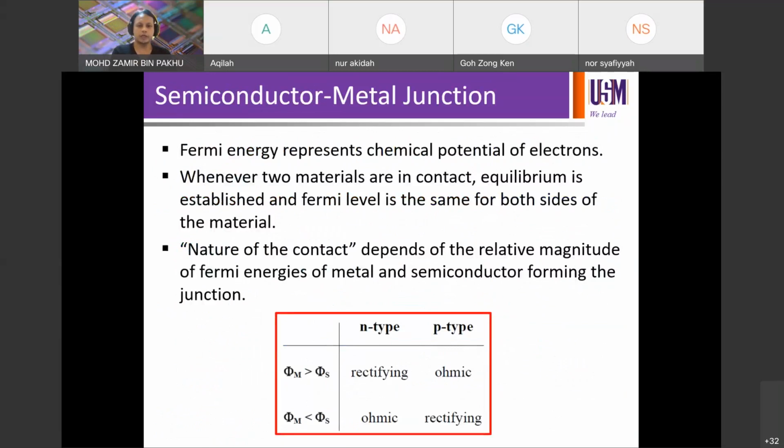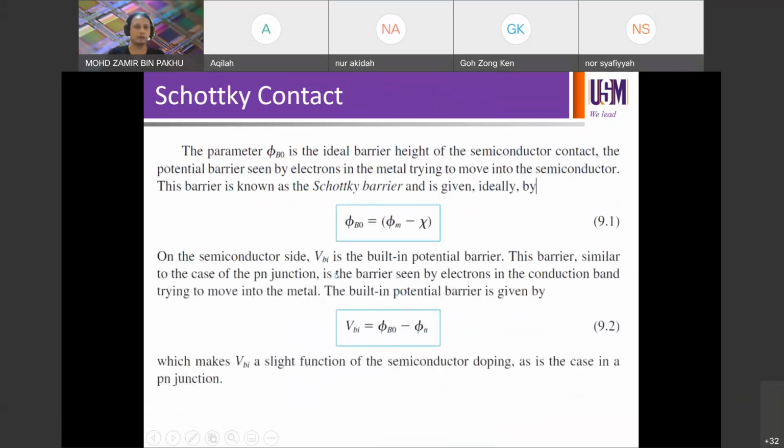Since we are now talking about ohmic junction formation between metal and semiconductor, if you're talking about an N-type semiconductor, then we know that the EF of the semiconductor is close to the conduction band, EC. And to have an ohmic contact for an N-type semiconductor, the work function of the metal has to be less than the work function of the semiconductor, which brings us to this page.